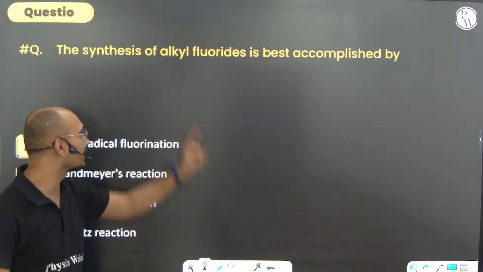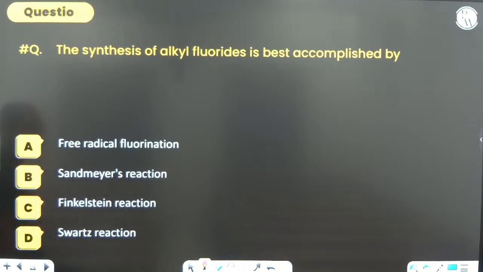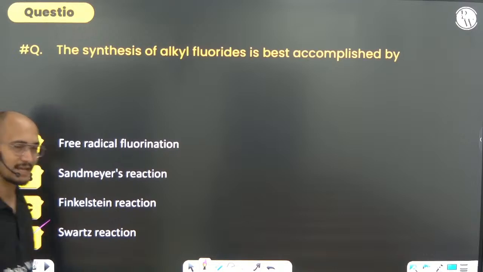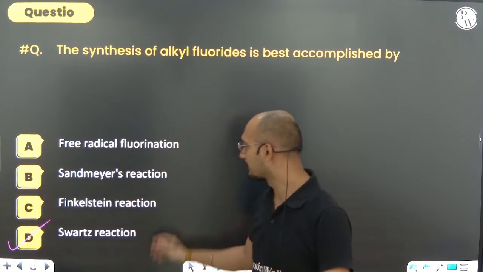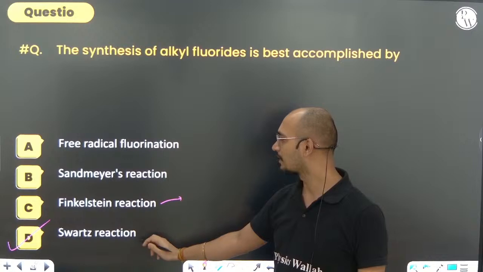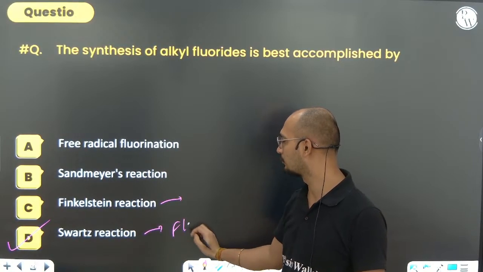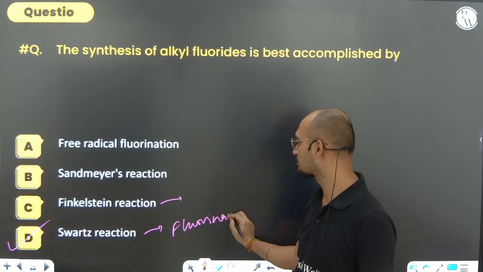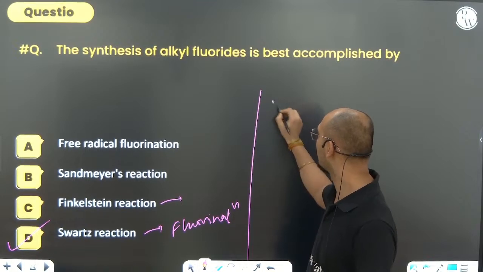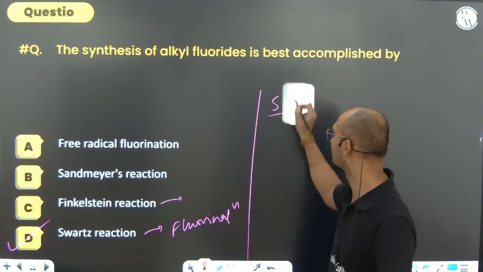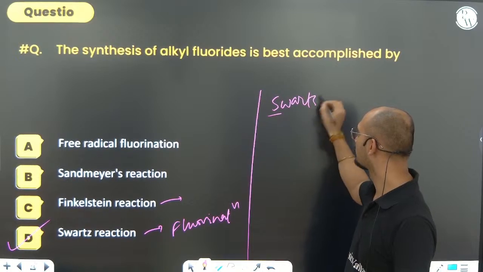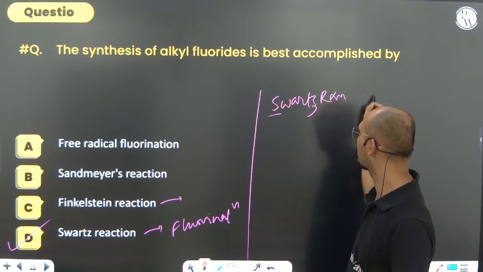The synthesis of the alkyl fluorides is best accomplished by, just think about it. What is that formula? I hope you all know about it. Swartz reaction. Swartz reaction. Finkelstein for iodination. Swartz reaction for fluorination. What is the reaction? That Swartz reaction is nothing but, just see that, Swartz reaction, something like that.